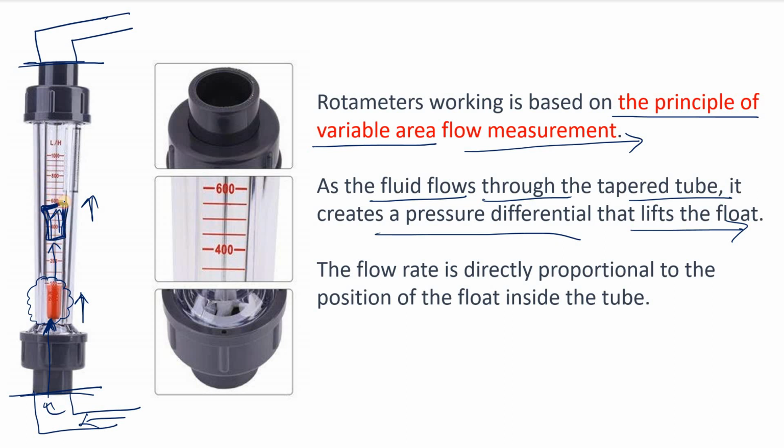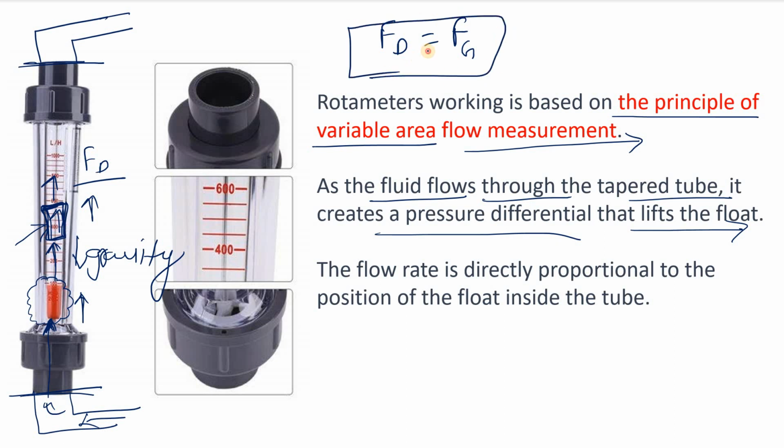One force acting on this float is an upward force, which is applied by the liquid, and the second force is due to gravity. So one force is due to gravity and the second is due to drag from the liquid. There will be one point when the drag force will be equal to the gravity force, right? And this is called equilibrium.